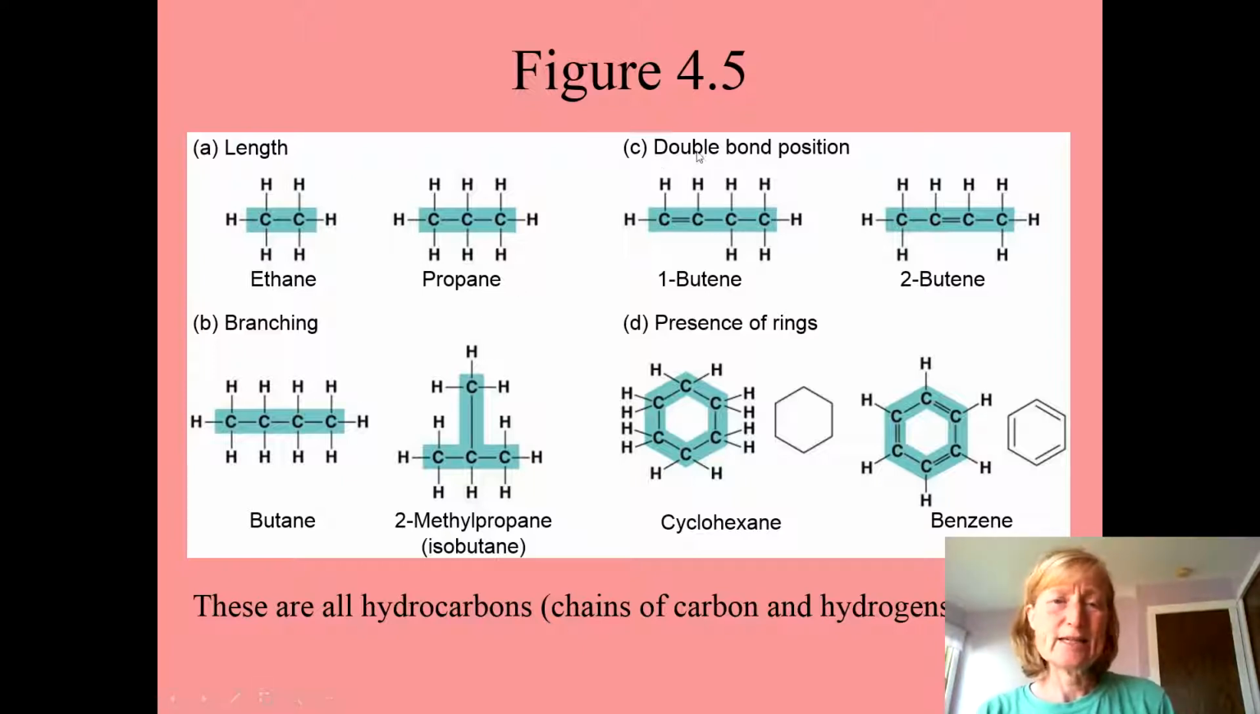In part C here, you can see that sometimes carbons have a double bond between them, right? That would be two pairs of electrons that are shared between these 2 carbons. And that position of the double bond can vary from one molecule to another. So here we've got 1-butene and 2-butene, and sure enough, they have the same molecular formula, the same number of carbons and hydrogens, but they have a different structure. And probably because they have a different structure, they're going to have a different behavior, contributing to diversity.